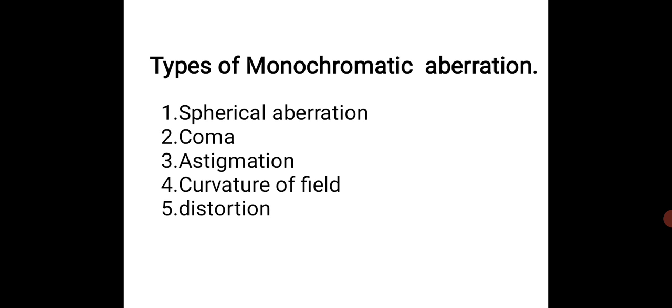Now we'll see the monochromatic aberrations and their types. There are 5 different types of monochromatic aberrations. First one, spherical aberration. Number 2, coma. Third, astigmatism. Number 4, curvature of field. And 5, distortion.